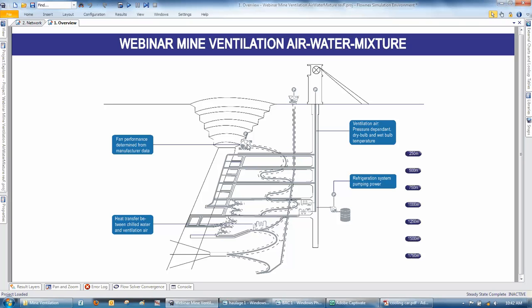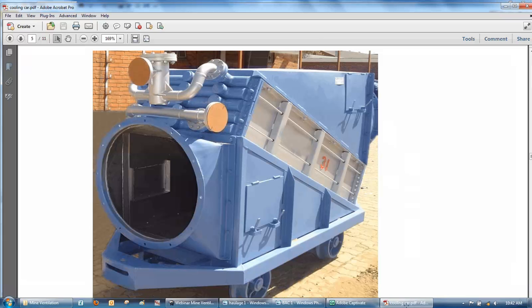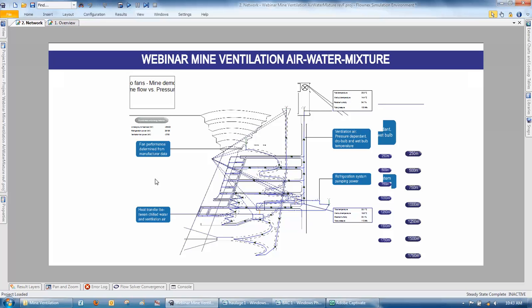The ventilation air is also cooled down in the haulages or in the crosscuts with what we call cooling cars. Here is a picture of a cooling car that can typically be used. The air usually enters through a big opening in the cooling car, where it goes through thin tube heat exchangers, where water passes through, where it cools the air, and then it exits and the air goes to the place where the cold air is required.